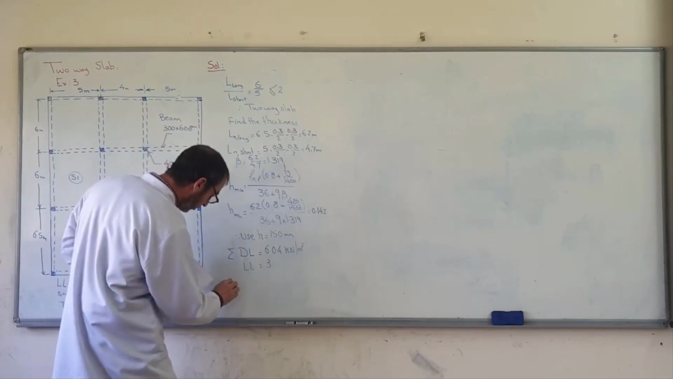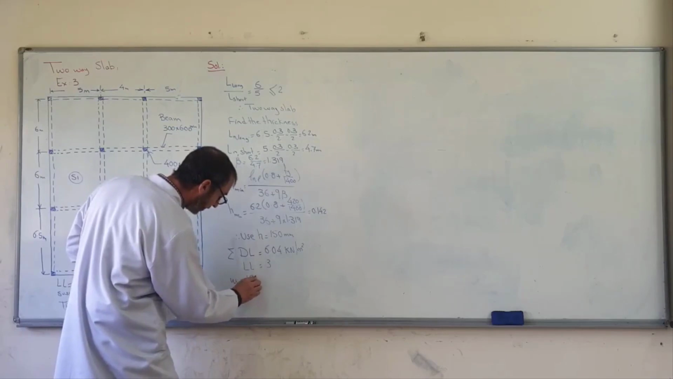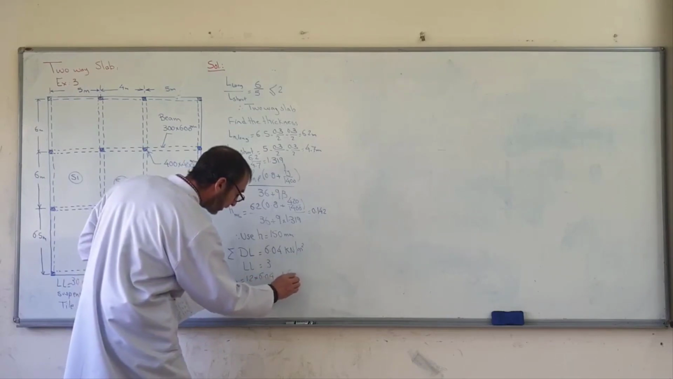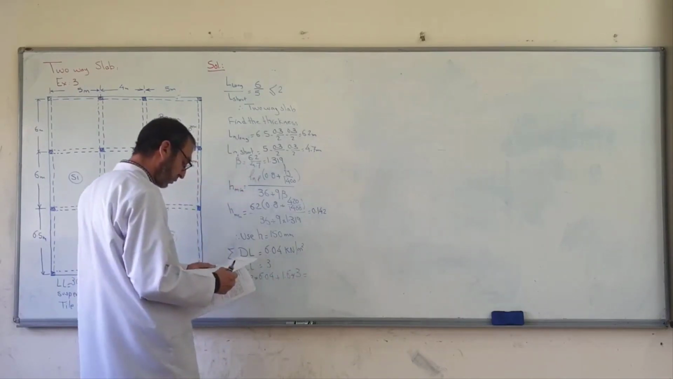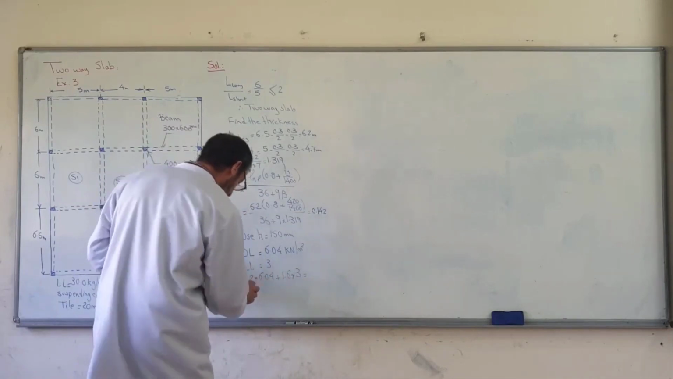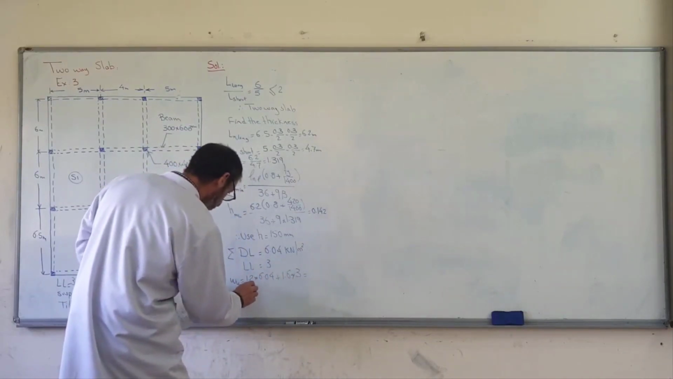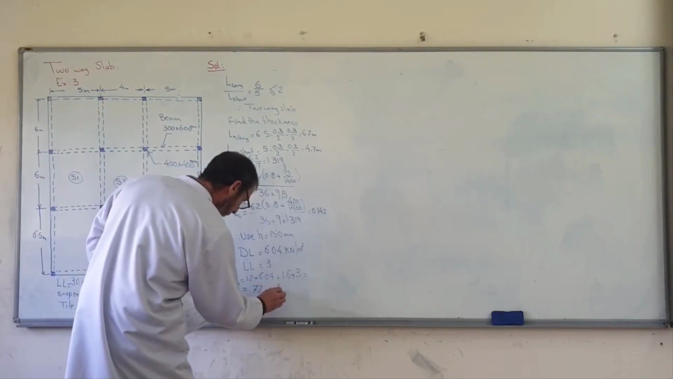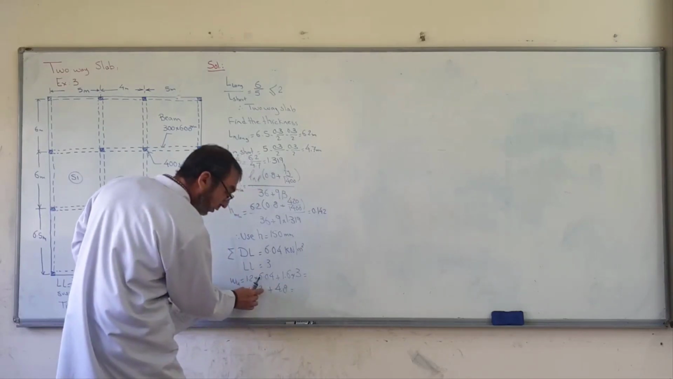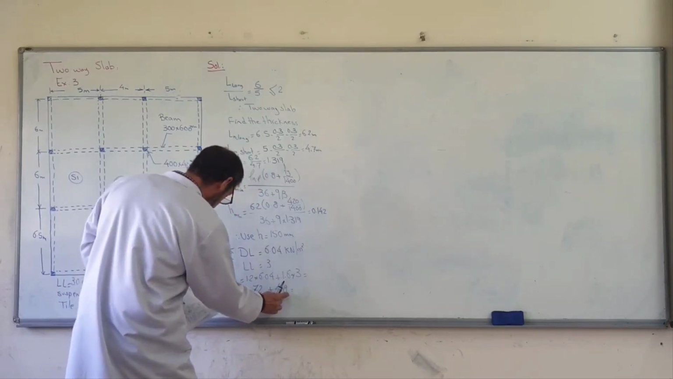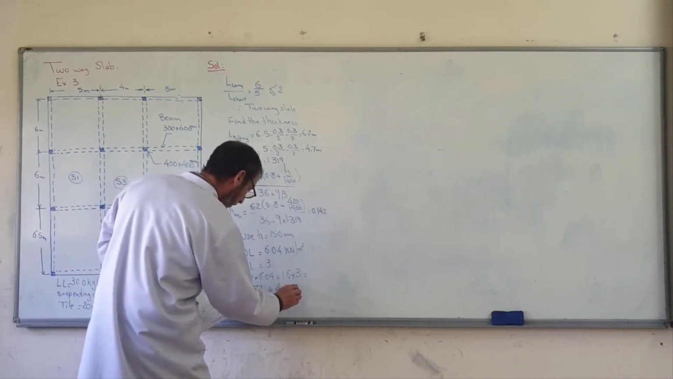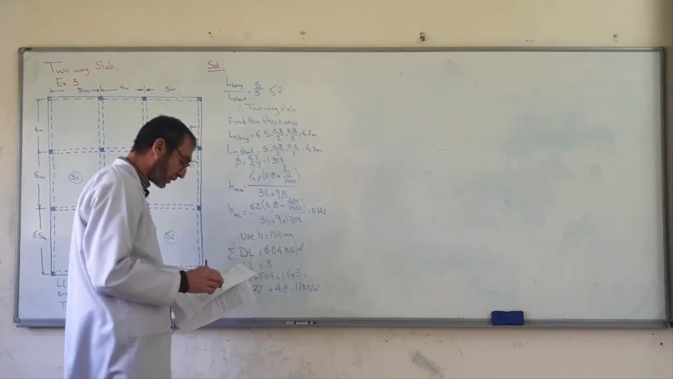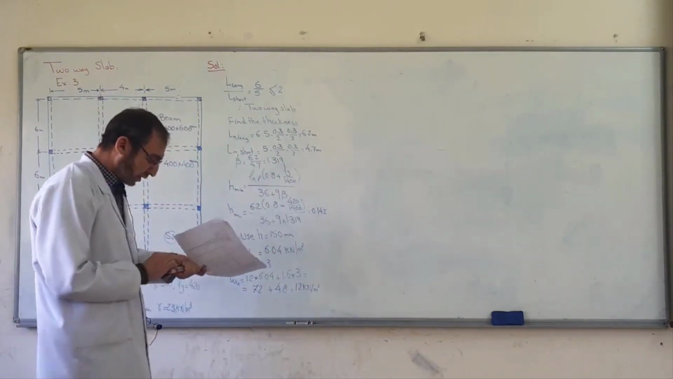W is equal to 1.2 dead, 6.04, plus 1.6 live, number 3. This is due to dead load, and this is due to live load, with factored loads. Total is equal to 12 kilonewton per meter square. Here, two-way slabs.